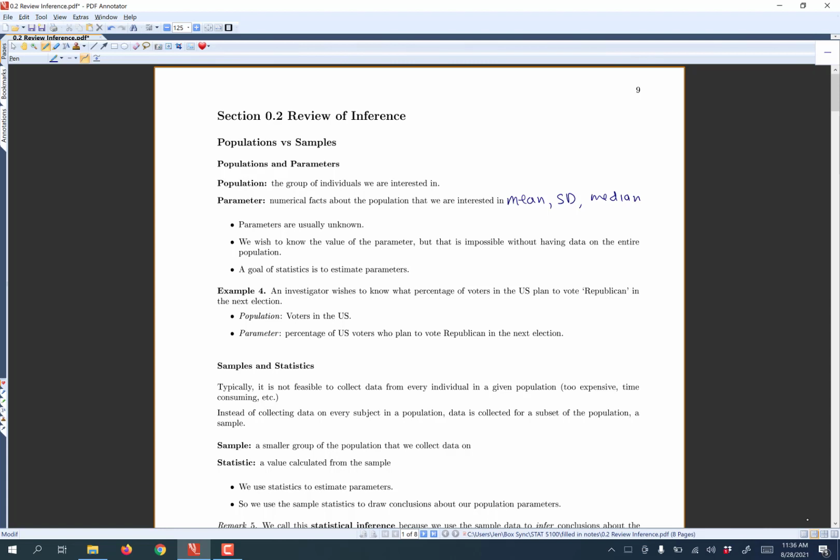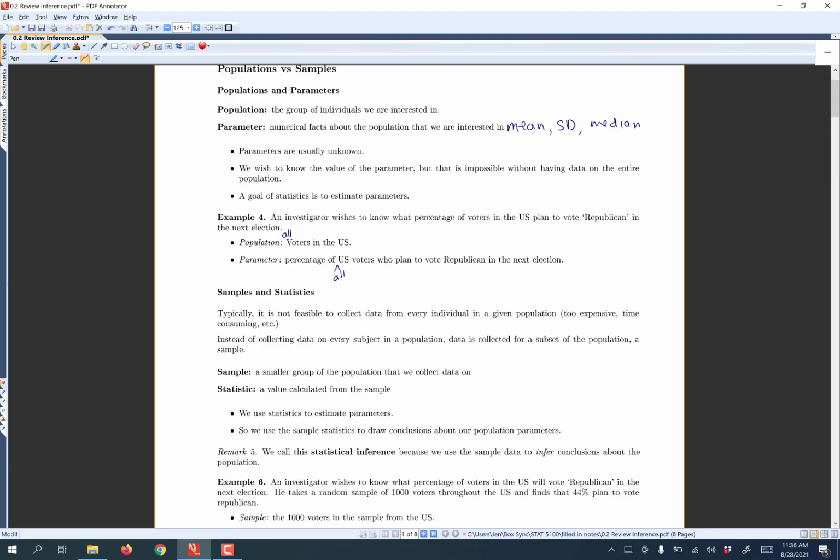So in our example, an investigator wants to know what percentage of voters in the US plan to vote Republican in the next election. So the population would be all the voters in the US. The parameter would be the percentage of all the US voters who plan to vote Republican in the next election. So we like to use that keyword "all" to remind ourselves that it is for all of these people.